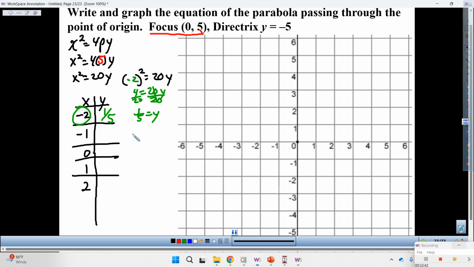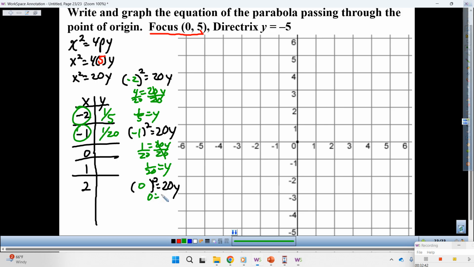Let's do it again now for negative 1. Negative 1 squared is 1 equals 20y. Divide by 20. So 1/20th equals y. Last one, because we know that it repeats, we're going to substitute 0. 0 equals 20y divided by 20, so 0 equals y. That means we write 1/20th here and 1/5 here.